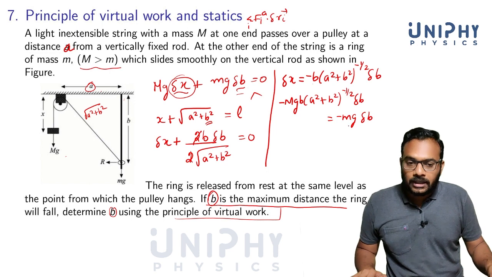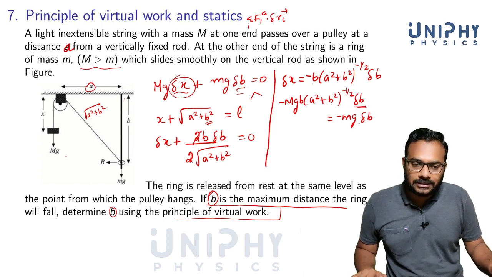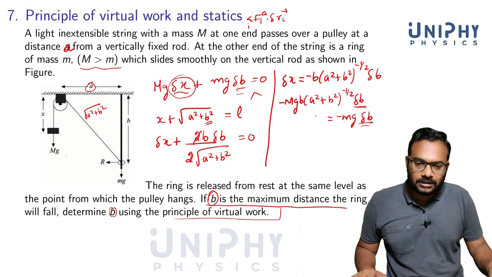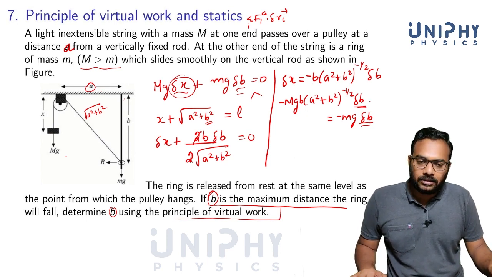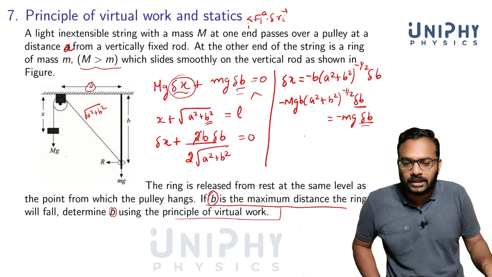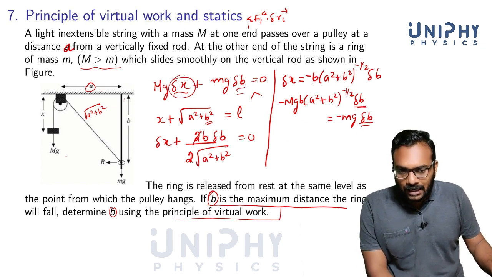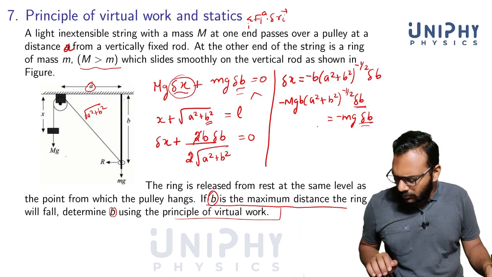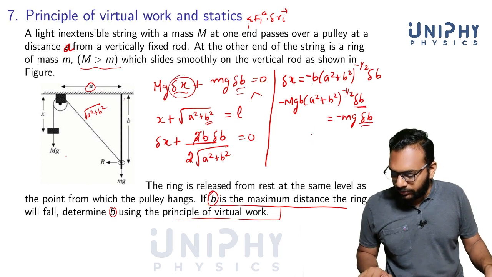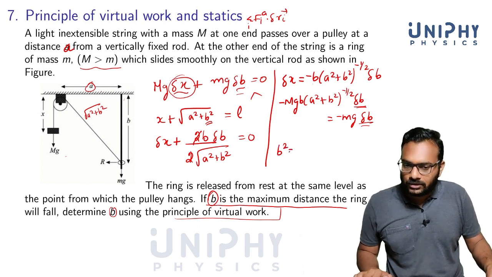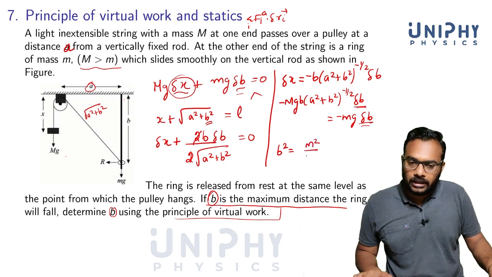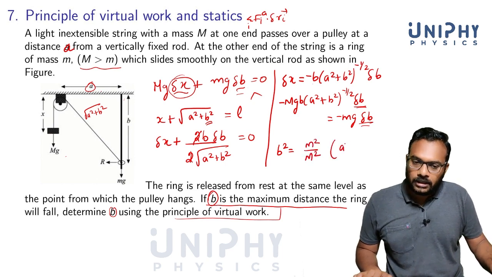Now this delta b is arbitrary, all right? This delta b is common here, so whatever is multiplied by delta b has to vanish. We cannot take delta b as 0. I hope that's clear. Since delta b is arbitrary, whatever is multiplying it has to be equal to 0. Now we can use that to solve for b, and in the final answer you will see that b square is equal to m square divided by m square a square plus b square.